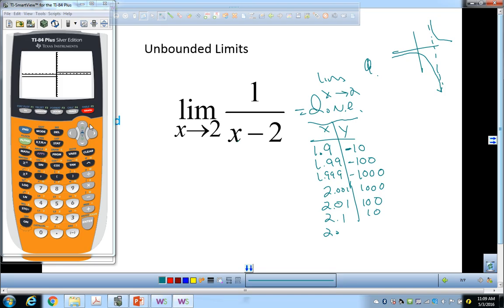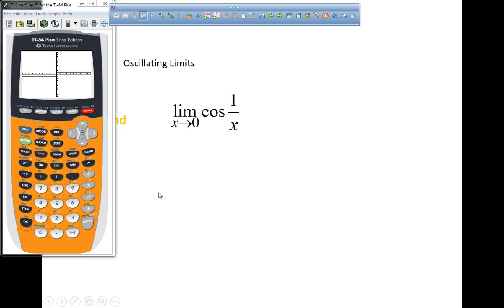It doesn't exist. There is no value, right? A limit is where I can plug in a number and get an answer, or I can see that I'm approaching a number, and here there is no number that I'm approaching. I'm approaching a negative huge number, or a negative big number. Okay, moving on. Here we go.